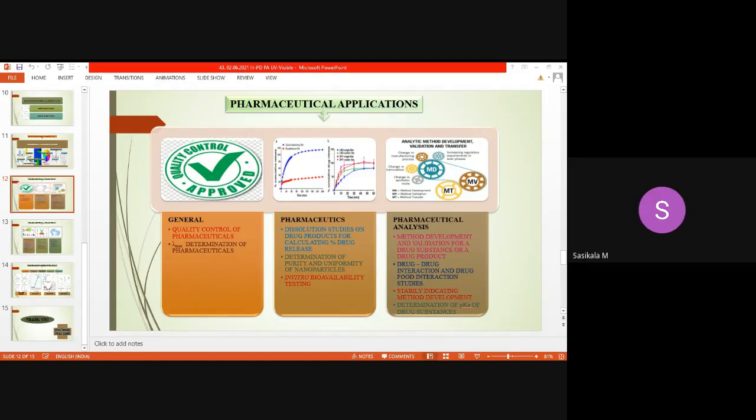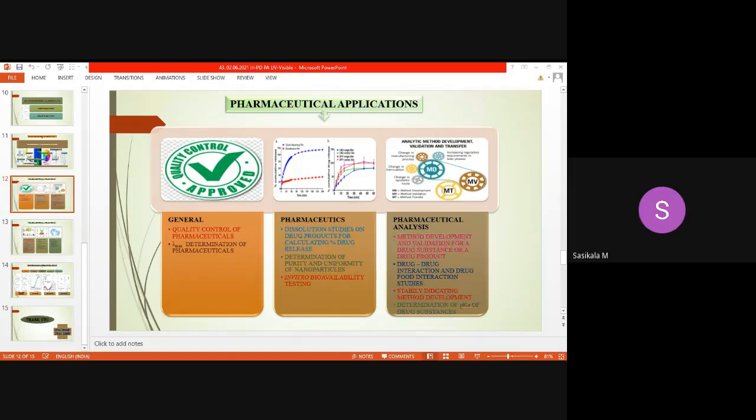Purity of nanoparticles. Mainly we'll be seeing the uniformity of nanoparticles. When nano formulations are made, during that time we'll be seeing their purity and uniformity through UV analysis. And then for determining drug-drug interaction and drug-food interaction, ma'am, then validating of drug substance, method development and validation.